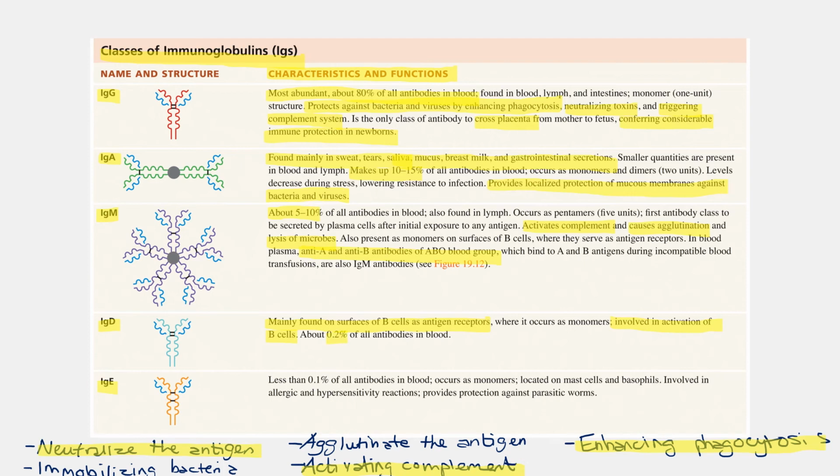And then IgE is also found in very small amounts, but this one has to do a lot with allergic reactions. So a very, very important antibody for immunoreactions, or allergic reactions rather. Also provides some protection against parasitic worms.